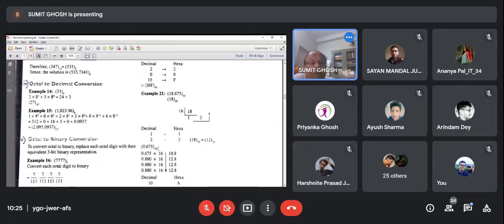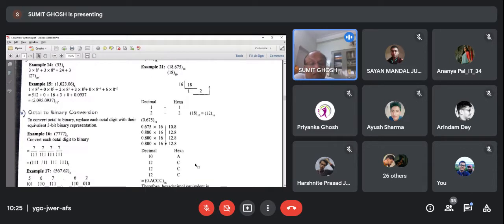After the decimal, this 0.675, you multiply by 16. So you get 10.8. Keep the 10, take 0.8. So 0.8, you again multiply by 16, you get 12.8. Keep the 12, you get 0.8. So this 0.8 keeps on repeating. There is no end here. So they have stopped after some time.